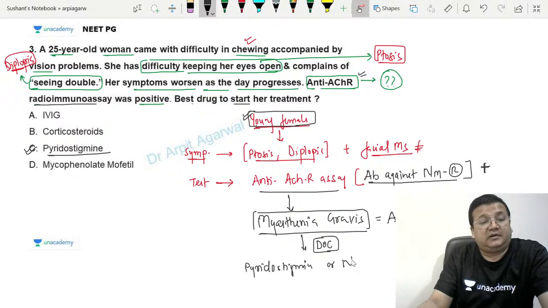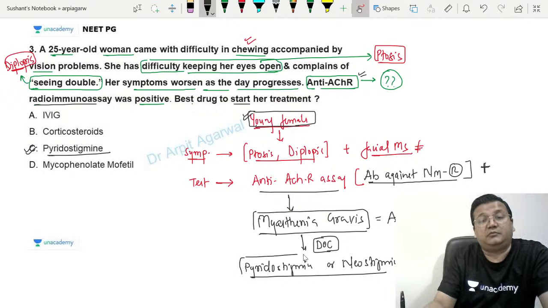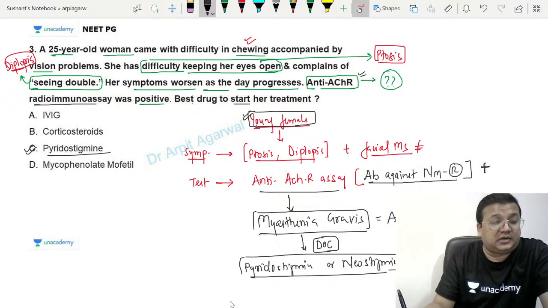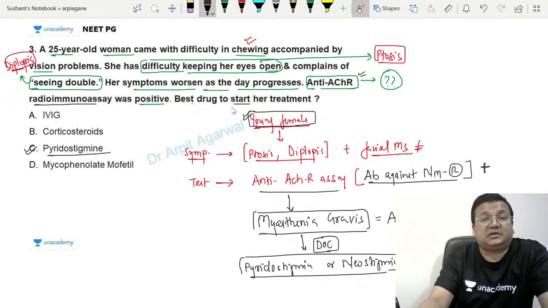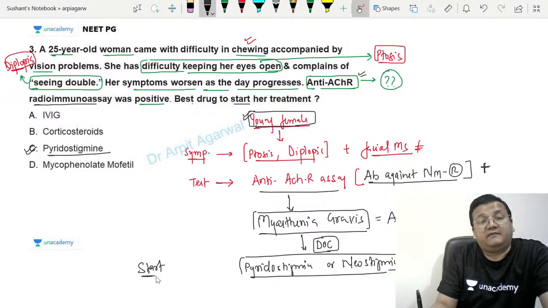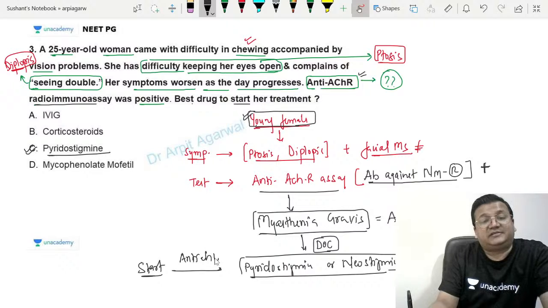Or if not given, you will look for neostigmine. Both are the best drug to start the treatment. Yes, SN. And also Kaushik says A. Kaushik, A is not the best drug to start the treatment. We will start the treatment with an anticholinesterase, such as pyridostigmine or neostigmine.